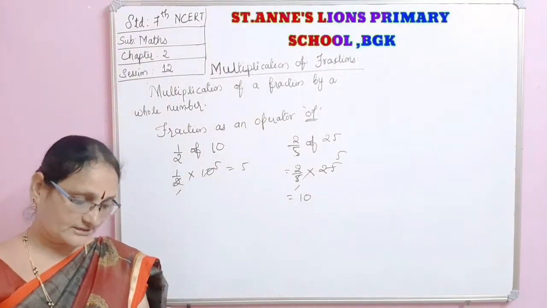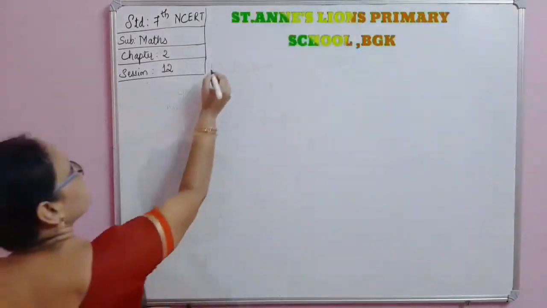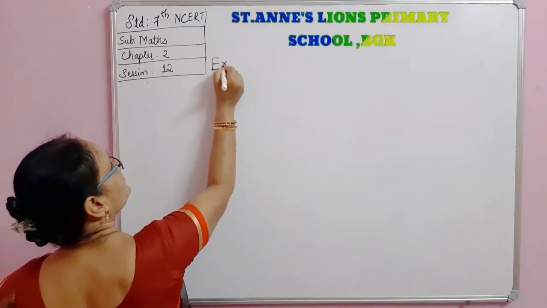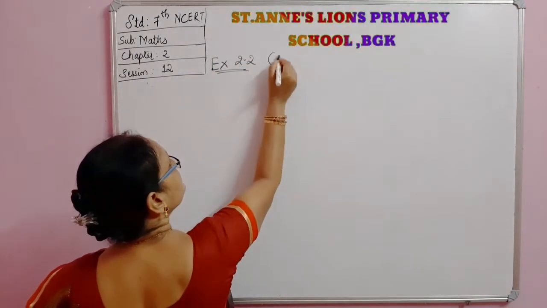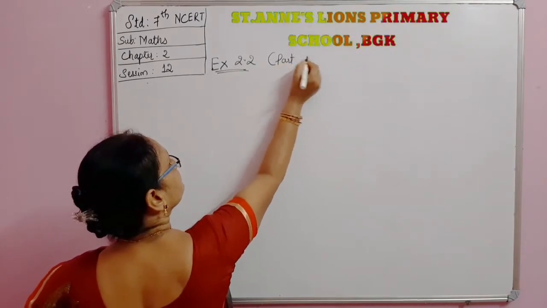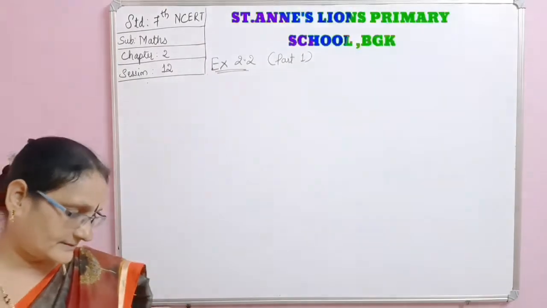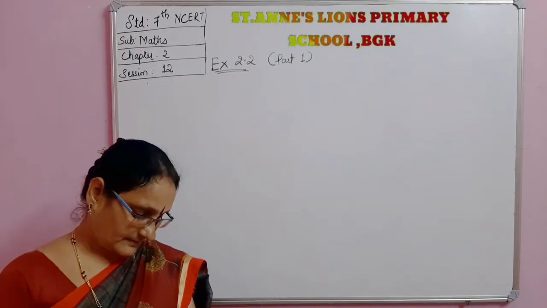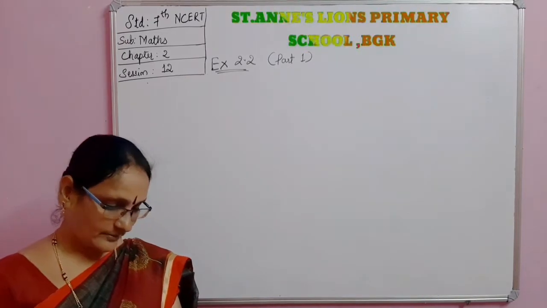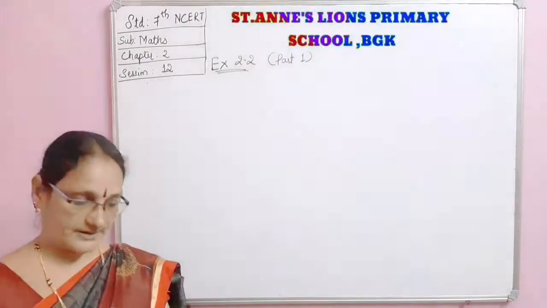Then the next is exercise 2.2. I am going to solve exercise 2.2, part 1. Because the exercise is big, I am making 2 parts of it. First, second main I will complete. If possible, third main also. Then 4, 5, 6, 7 in the next part.